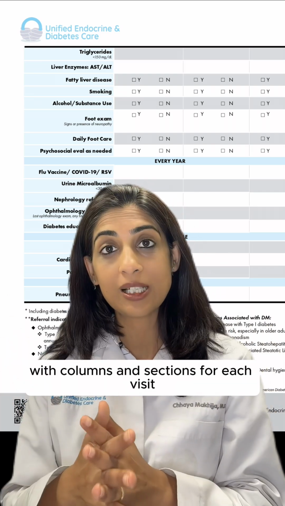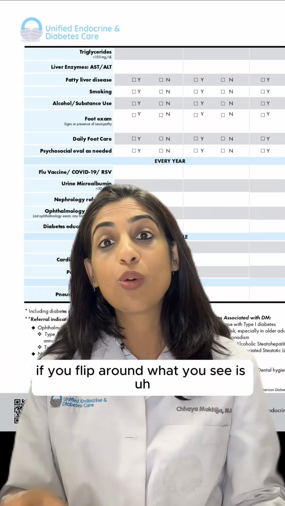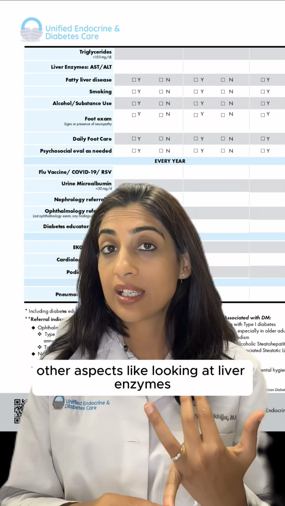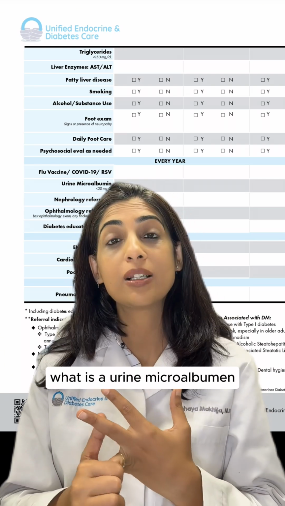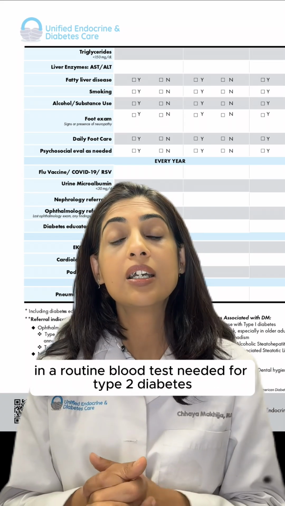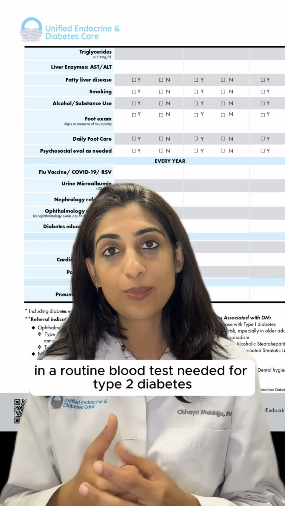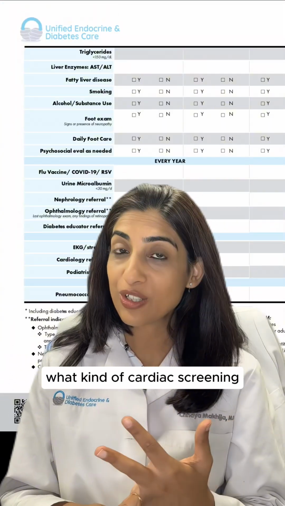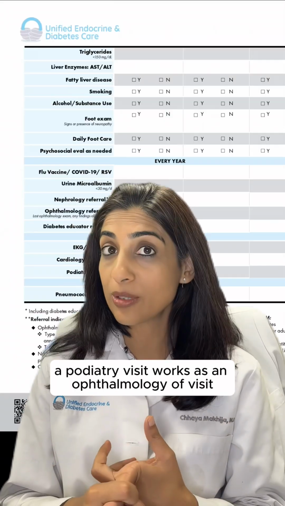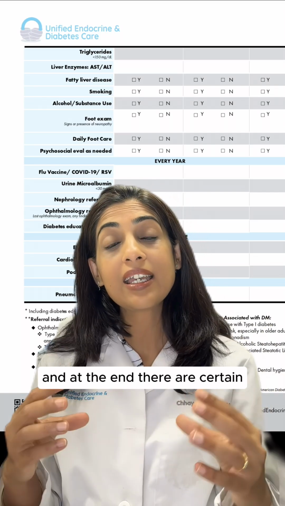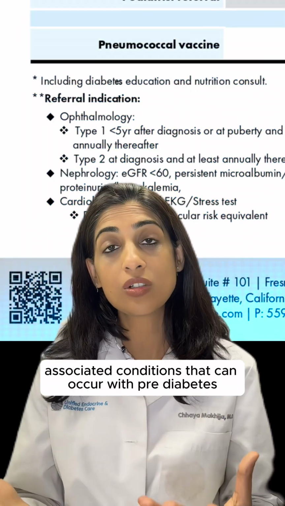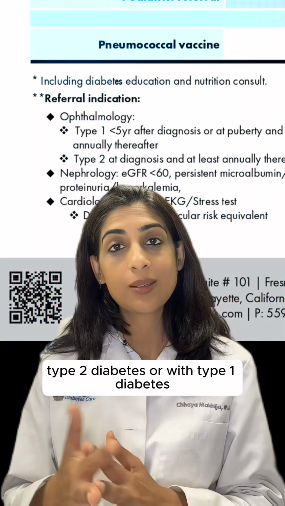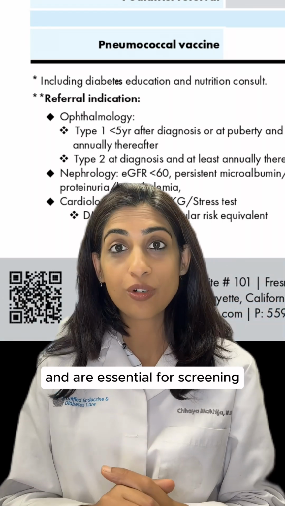It also has the most commonly prescribed classes of medications, which are all listed here with columns and sections for each visit. If you flip around, you see other aspects like looking at liver enzymes, and the urine microalbumin, which I've already talked about in routine blood tests needed for type 2 diabetes. It also includes sections for referrals, what kind of cardiac screening, a podiatry visit versus an ophthalmology visit. And at the end, there are certain associated conditions that can occur with pre-diabetes, type 2 diabetes, or type 1 diabetes and are essential for screening.